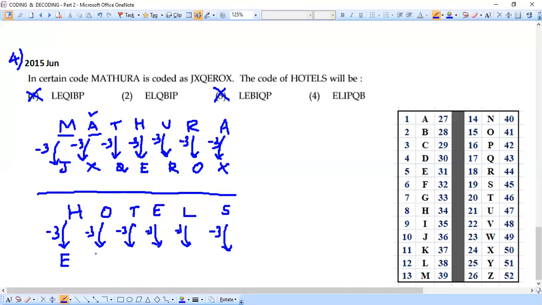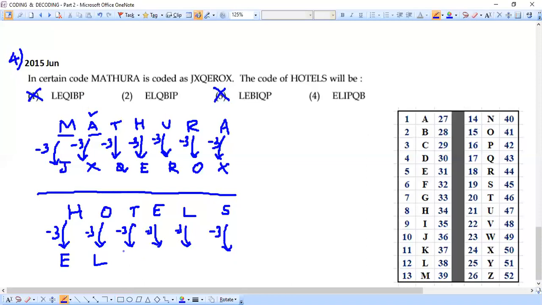Next we have O. From O we need to do -3. O is already at the 15th position. See here, -3 we do, we'll be getting 12. Is it or not? So that means we need to have second letter to be L, and still we are left with option 2 and 4, because both of them have EL only. Anyways, continue. Third letter we'll see.